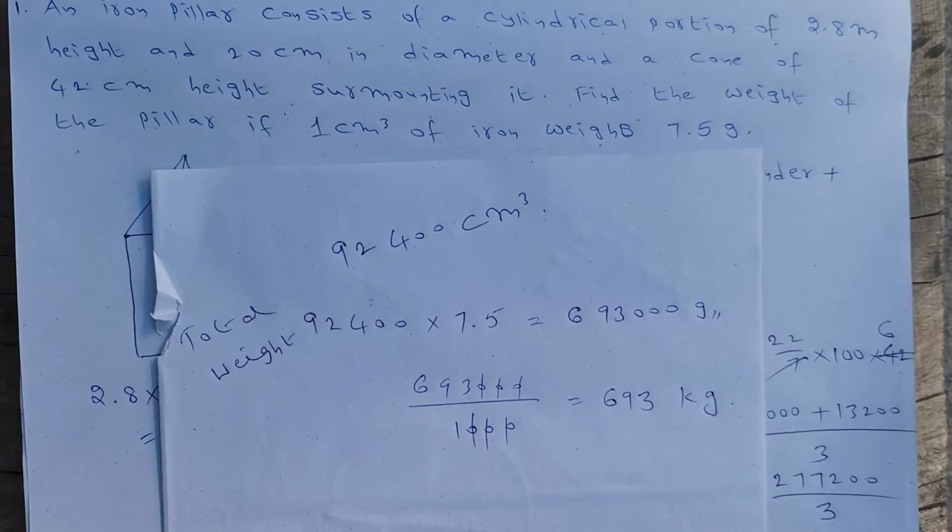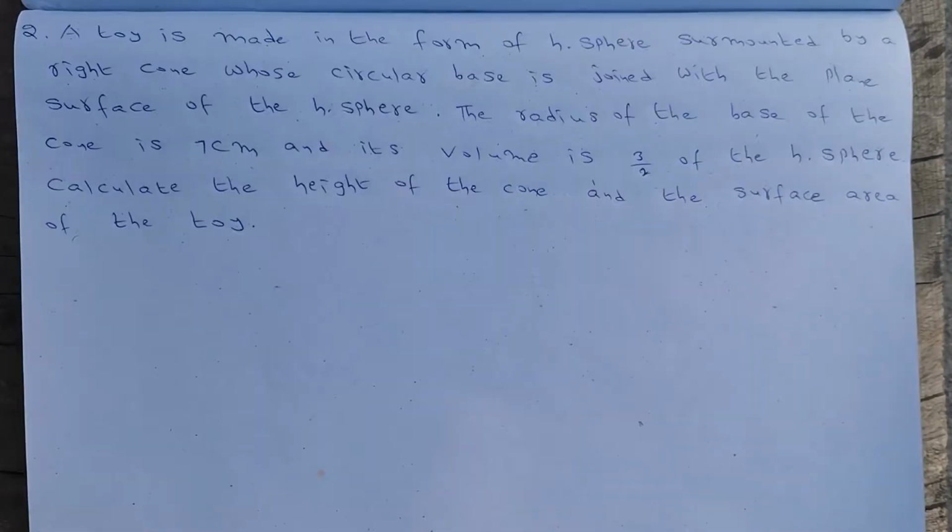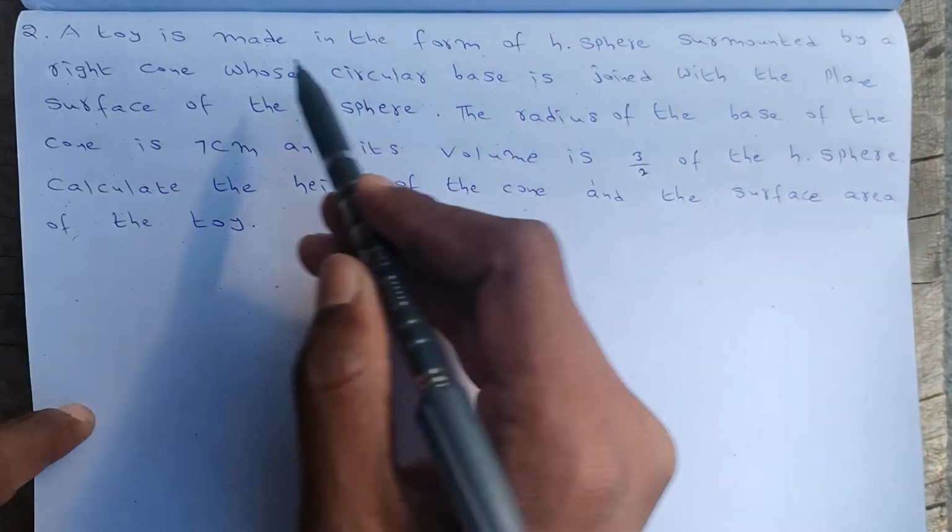Okay, let's move to the second question. The question is, a toy is made in the form of a hemisphere surmounted by a right cone. So one hemisphere is there, and upon that one cone.